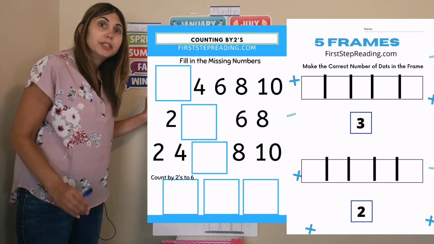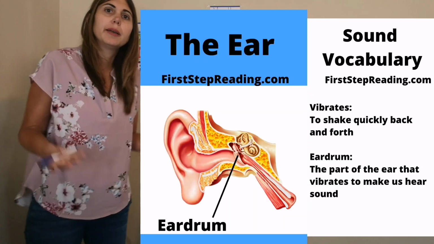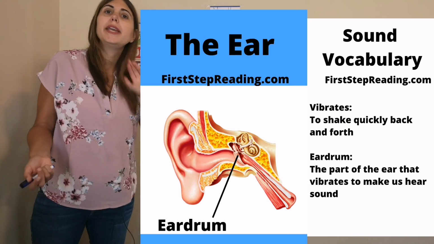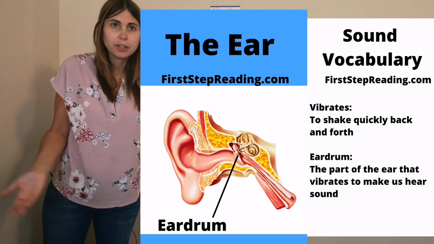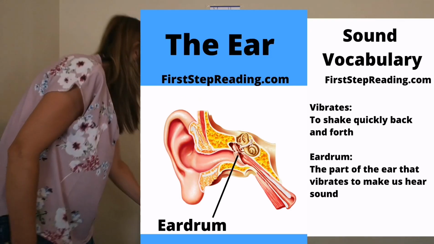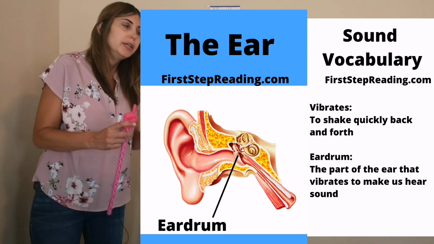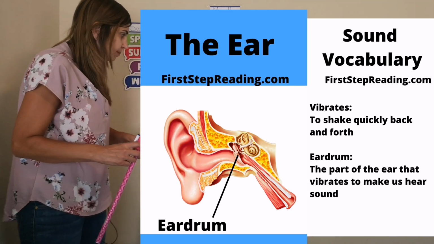Now we're going to move on to science. Science, we're talking about sound. Sound is what we hear. How do we hear sound? We hear sound because we have something called an eardrum in the middle of our ear.